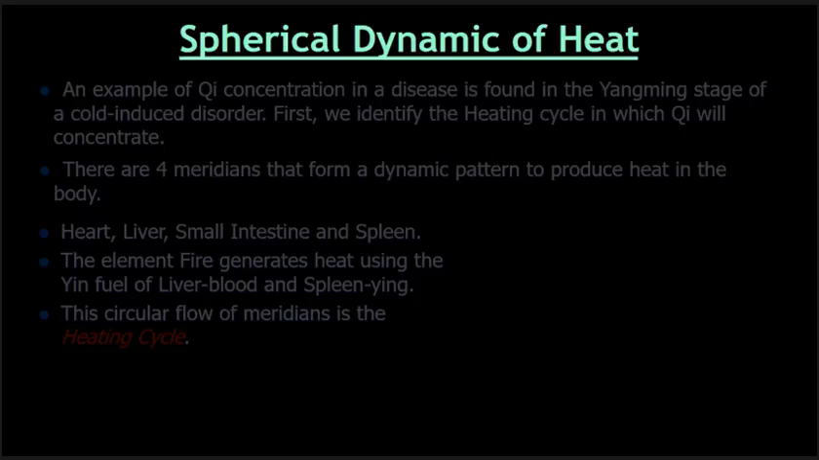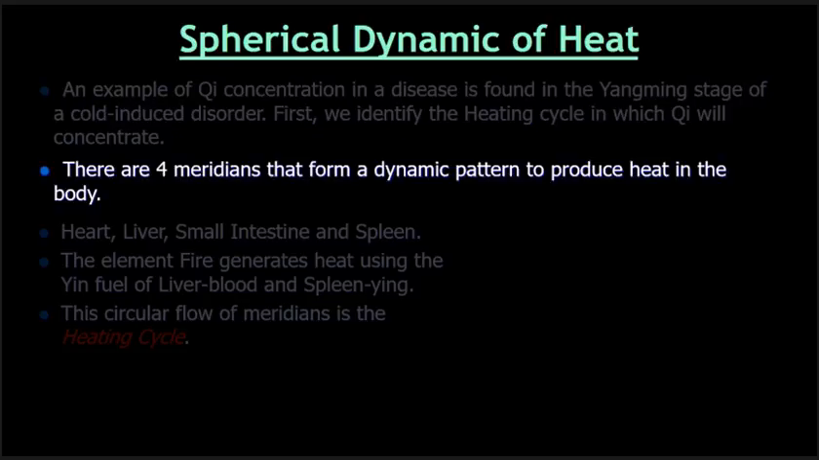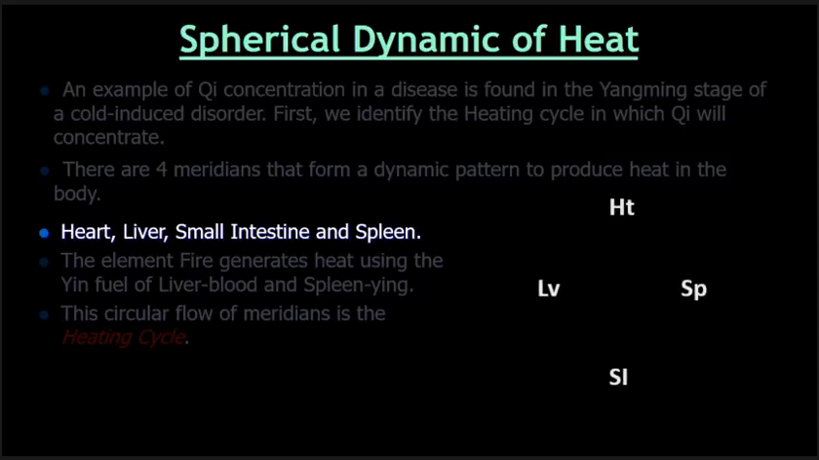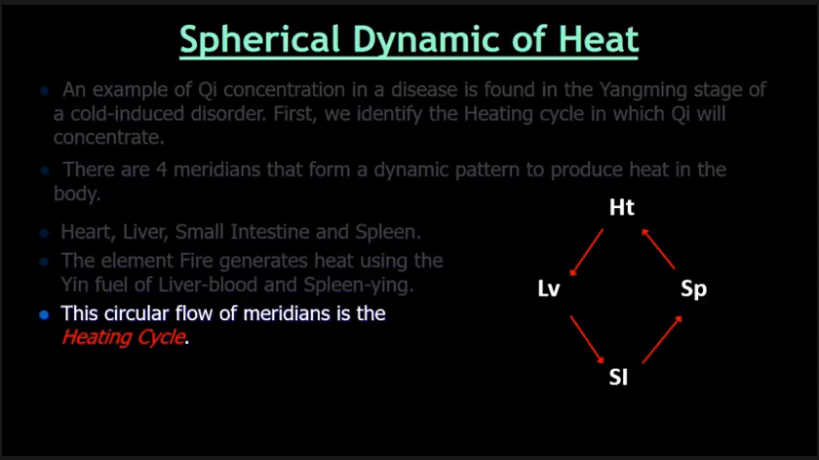Spherical dynamic of heat. An example of qi concentration in a disease is found in the Yangming stage of a cold-induced disorder. First, we identify the heating cycle in which qi will concentrate. There are four meridians that form a dynamic pattern to produce heat in the body. You will see these in the spherical meridian flow. It's heart, liver, small intestine, and spleen. The element fire generates heat using the yin fuel of liver-blood and spleen-yin. So this circular flow of meridians is the heating cycle.